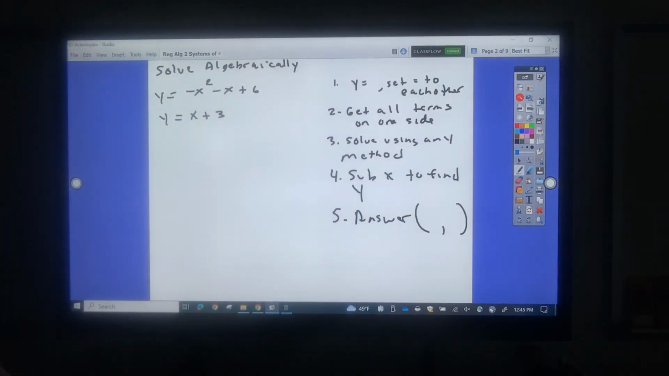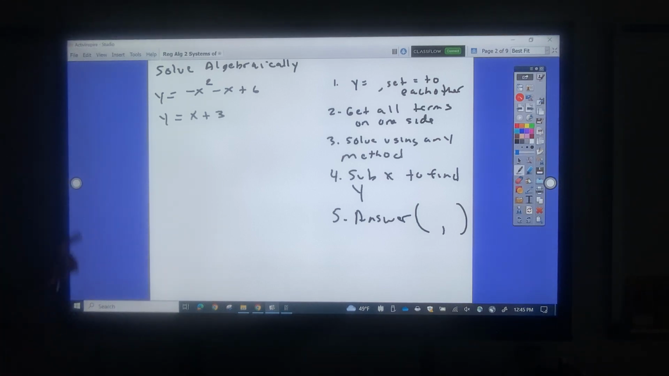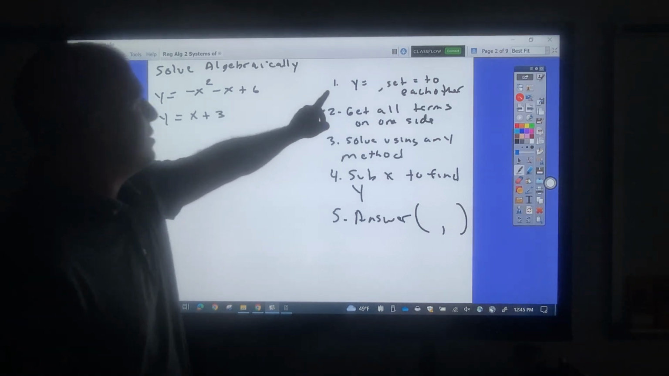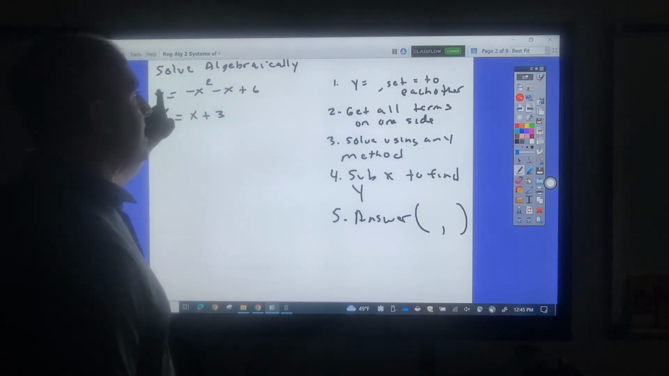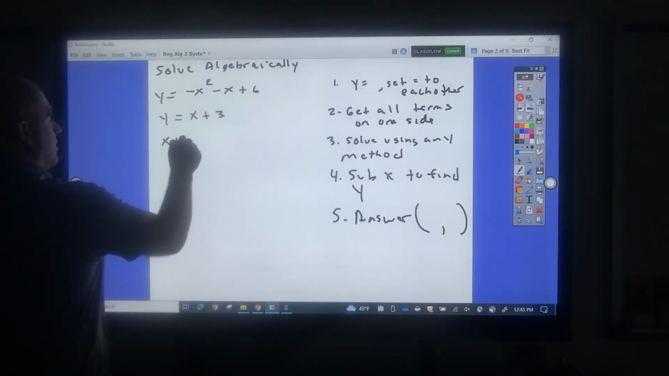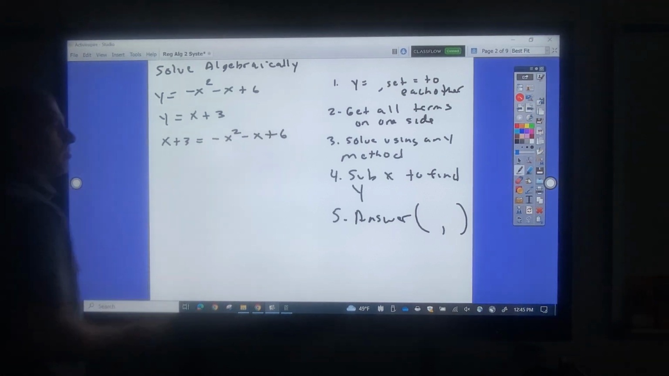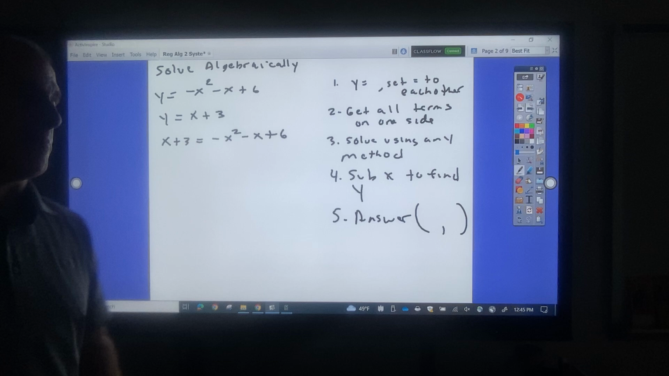All right. So now we want to solve these algebraically. We're given 2 quadratics, or a quadratic and a line. If they're in y equals form, we want to set them equal to each other. Now, what you want to do is try to avoid the concept of x squared being negative.